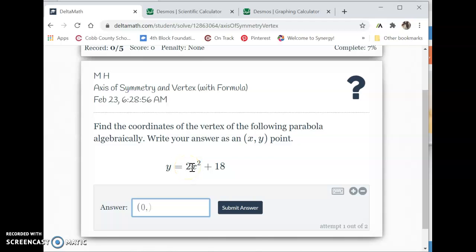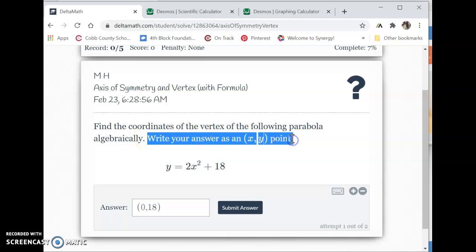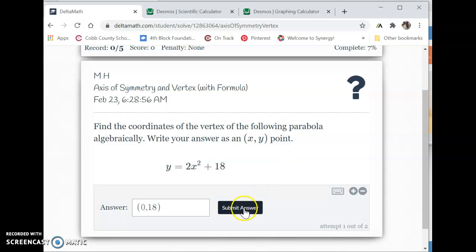So 2 times 0 squared plus 18. So always square first. 0 squared is 0. 0 times 0 is 0. 2 times 0 is 0. And 0 plus 18 is 18. You're going to submit your answer. It gives you that clue because it says write your answer as an XY point.